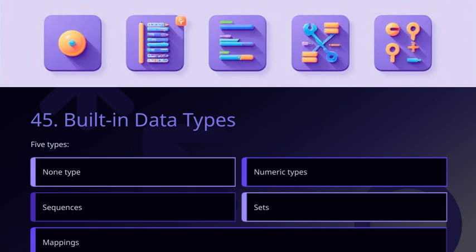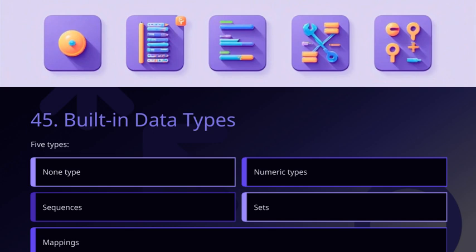Sequences are another essential type, encompassing lists, tuples, and strings. These are ordered collections that we can access via indices. We also have the None type, which is used to represent the absence of a value, kind of like a placeholder. Overall, these 5 types form the core of Python's data handling capabilities, enabling us to write flexible, efficient, and readable code.